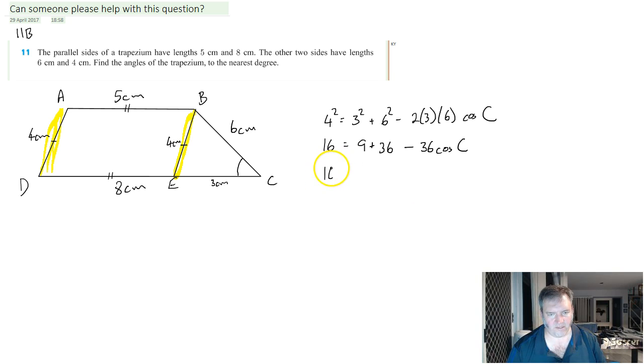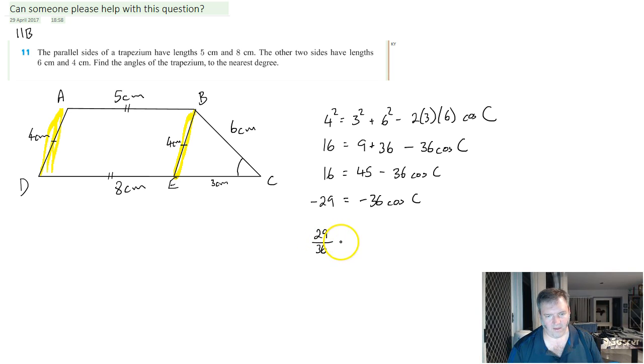And we're nearly there, aren't we? 16 equals 9 plus 36, which is 45, minus 36 cosine C. Subtract 45 from each side, so subtracting 45 from 16, that's going to be negative 29 equals negative 36 cosine C. Divide by negative 36, I'm going to have 29 over 36 equals cosine C. And from there, what are we going to do? Of course, the inverse of the cosine function is to find the arc cos. So we go arc cos 29 over 36, and that's going to give me angle C.